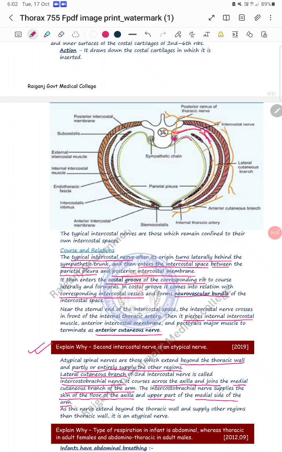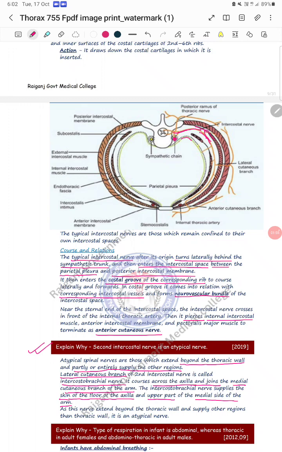Coursing laterally forward in the costal groove, it comes into relation with the corresponding intercostal vessels and forms the neurovascular bundle. Along with the intercostal vein, artery and nerve, it forms the neurovascular bundle of the intercostal space.